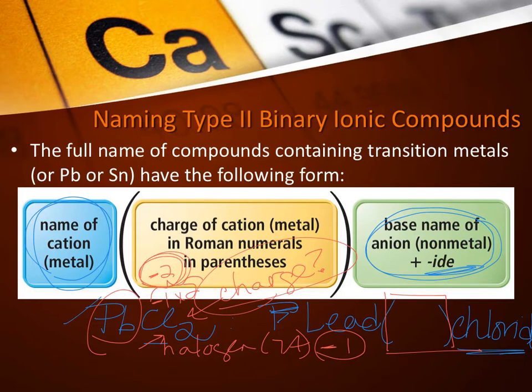Remember I said that ionic compounds overall have to have a charge of 0. They have to be neutral. So what does the charge on the lead have to be in this compound so that it's neutral overall? It has to be +2, right, to counter the negative charge. So the Roman numeral 2 goes in parentheses here, and this is called lead(II) chloride.